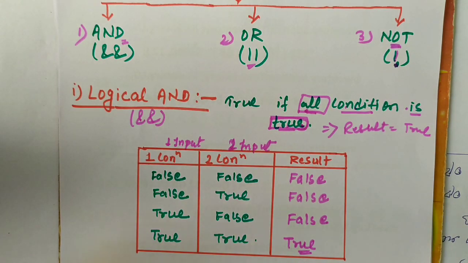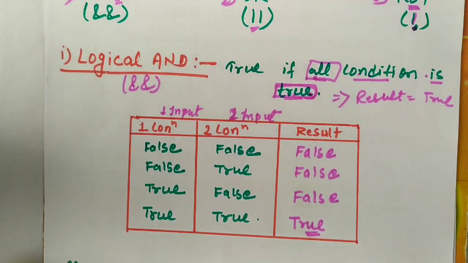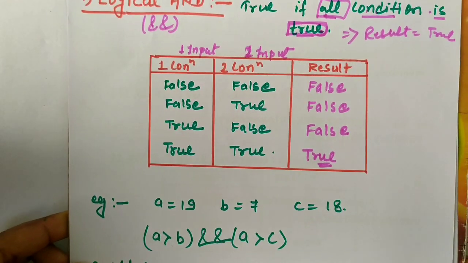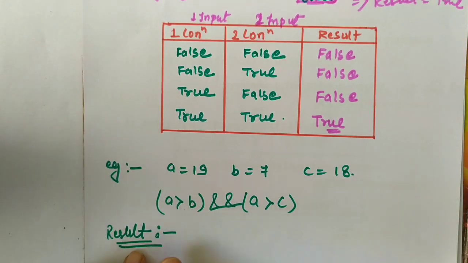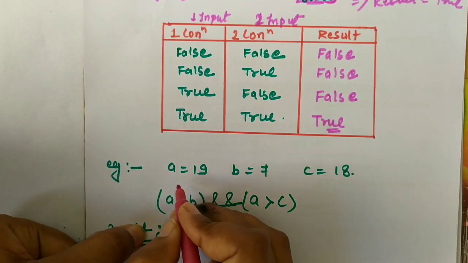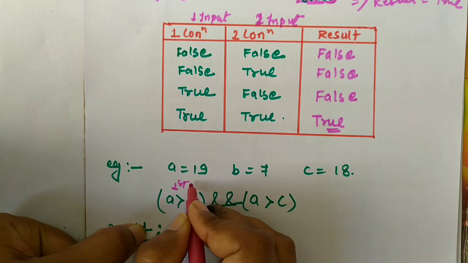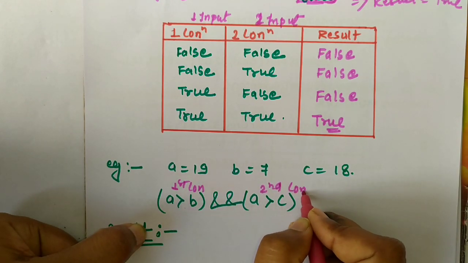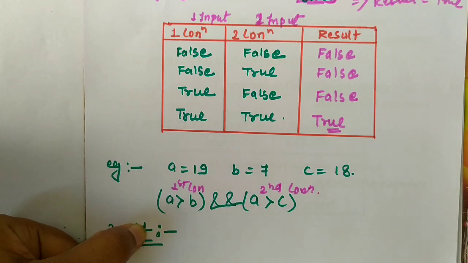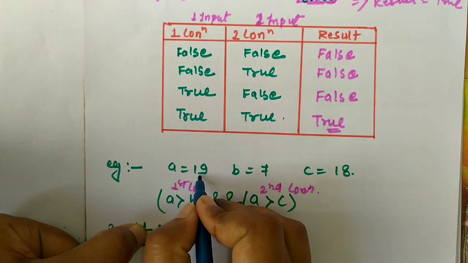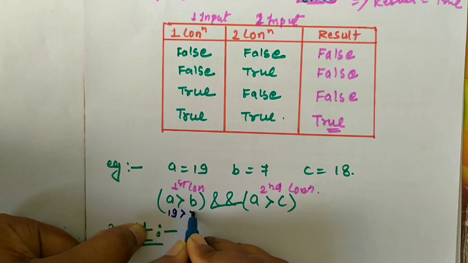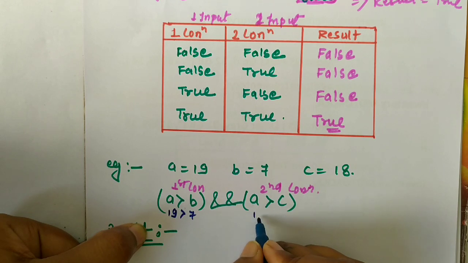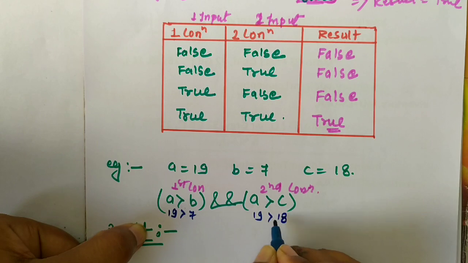So let's see a question related to the logical AND. Here is the question. So what is the result? This is the first condition, and this is the second condition. What is the output? Firstly, put the value 19 greater than 7, and 19 greater than 18.